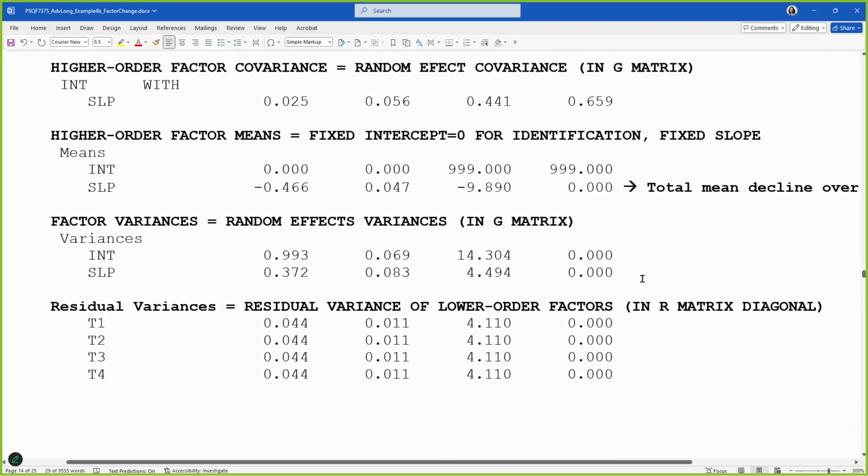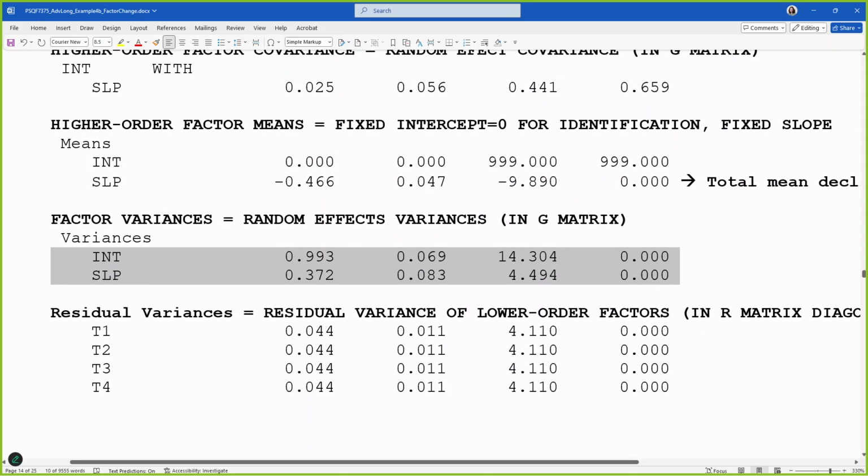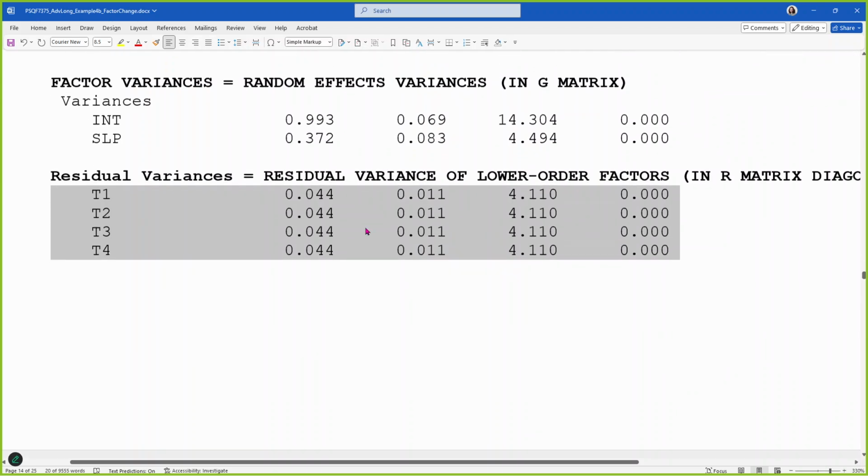Factor variances, this is where most people would be like, they look significant to me. Not supposed to do that, but it's going to be fine. I don't need to do the likelihood ratio test to shut them off and prove otherwise. I'm sure it's fine. Residual variances, these are the R matrix. This is the diagonal of your R matrix that we constrained equal over time, and the model didn't have a problem with it.